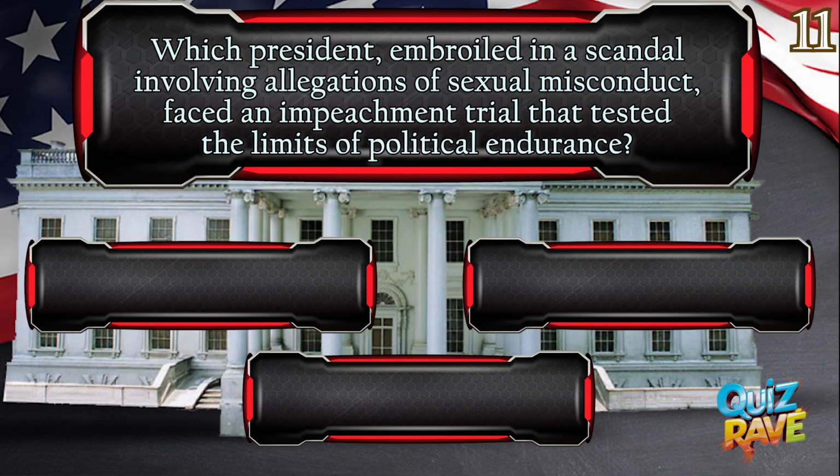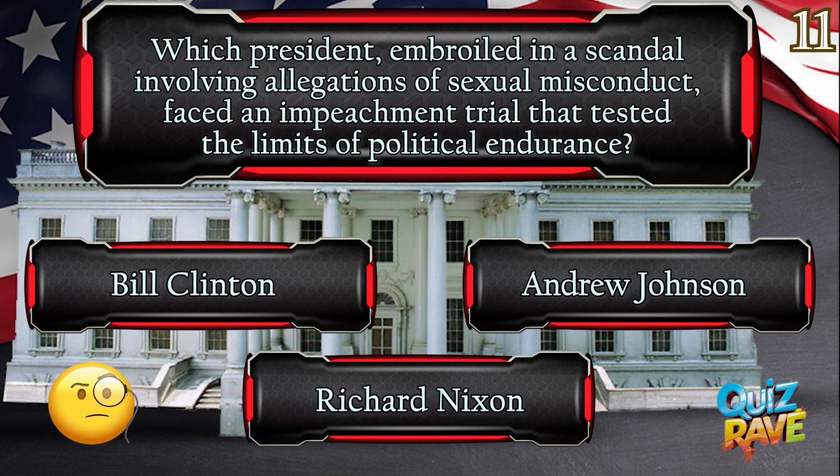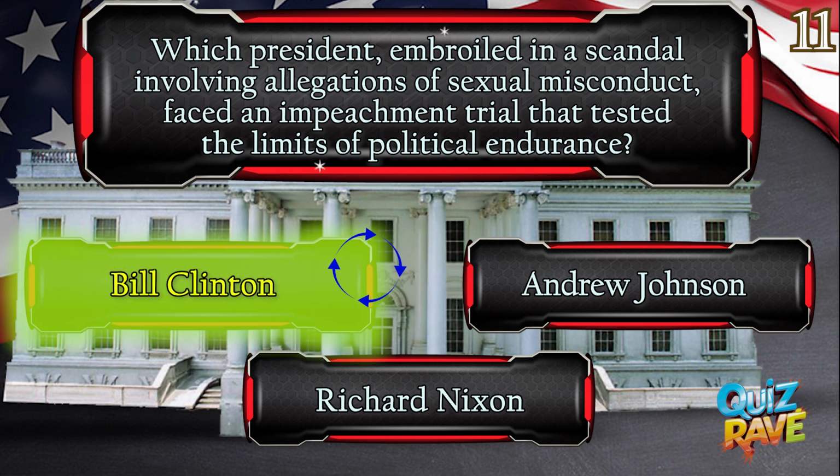Which president, embroiled in a scandal involving allegations of sexual misconduct, faced an impeachment trial that tested the limits of political endurance? Andrew Johnson, Bill Clinton, Richard Nixon. Correct answer, Bill Clinton.